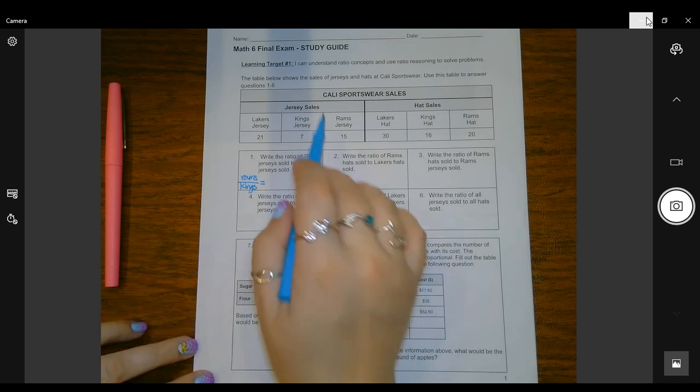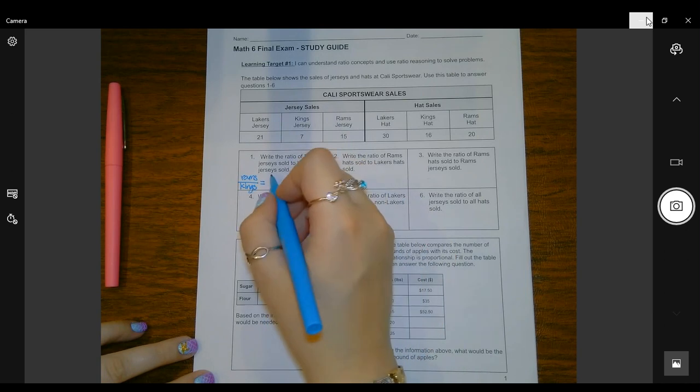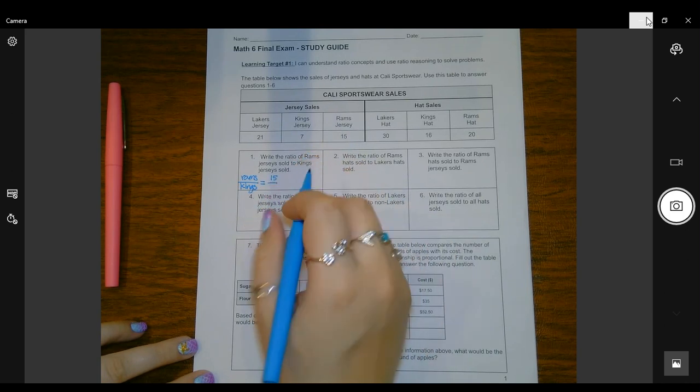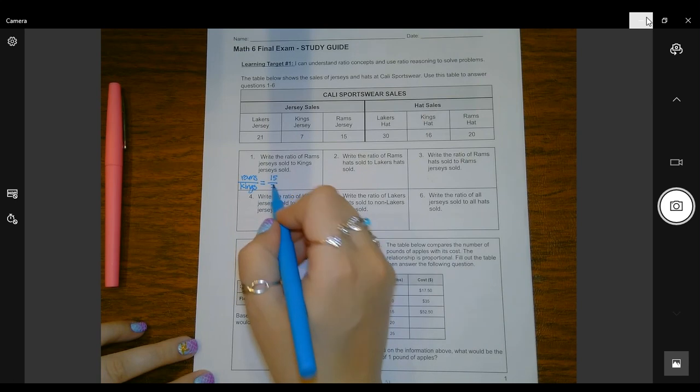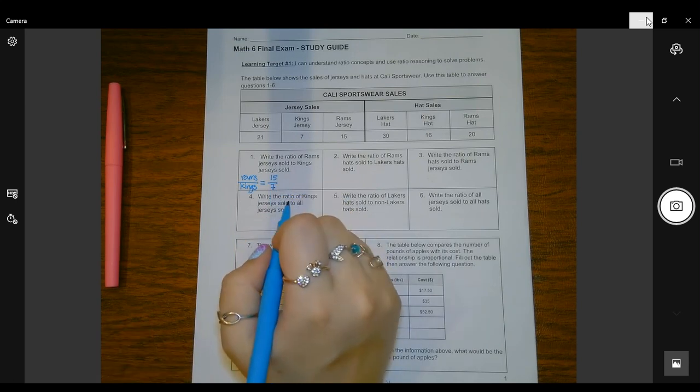So Rams jerseys, here's jerseys, and the Rams ones were 15. And they want the ratio of Rams to Kings, so Kings jerseys was 7. Can that reduce? No, it can't reduce.